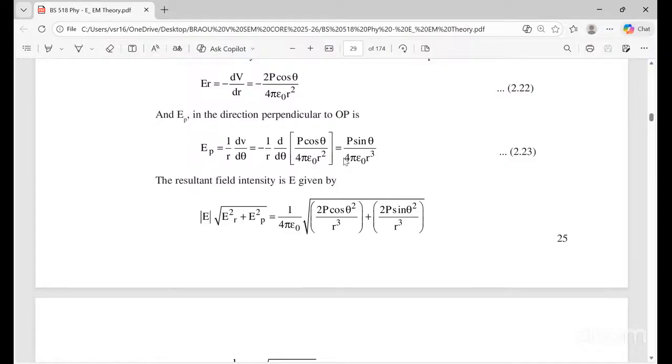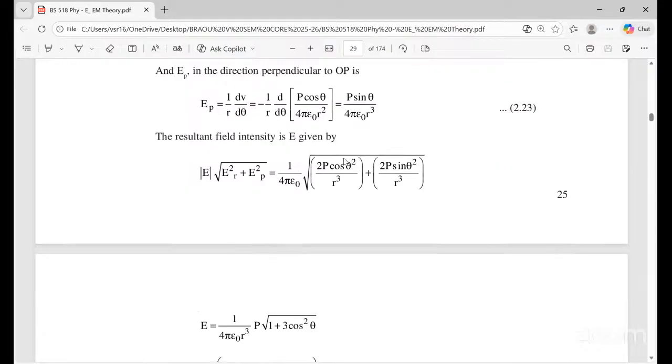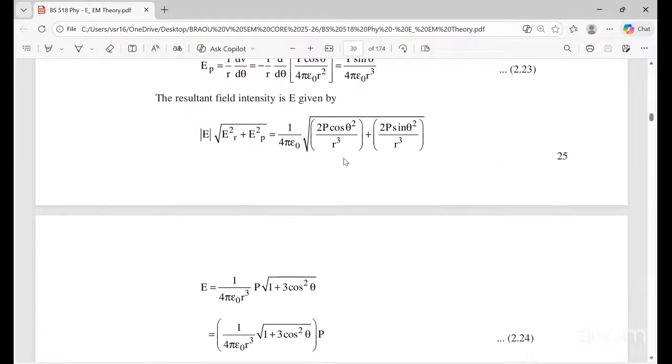That is the perpendicular direction. What is the E value? The resultant electric field intensity gives you E equals square root of Er square plus E theta square. There is a small mistake in this textbook. You can go for it. The modulus of E is equal to this.